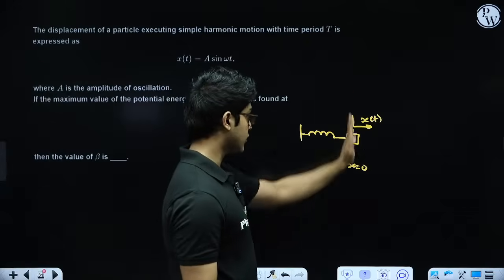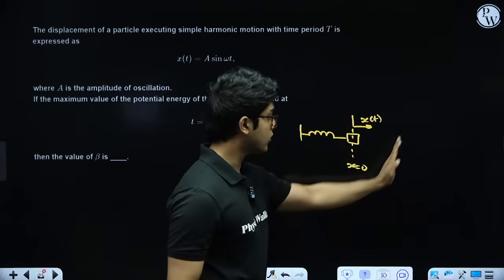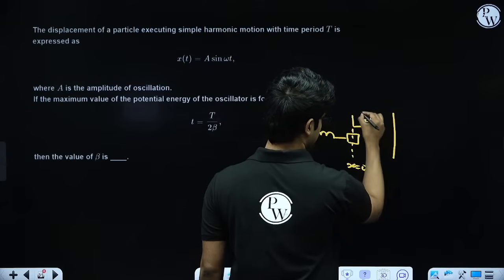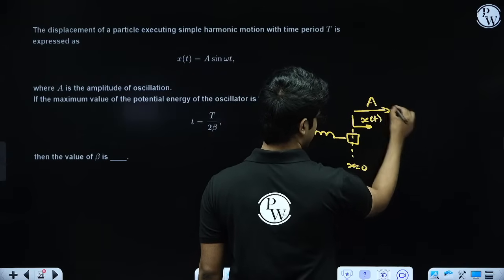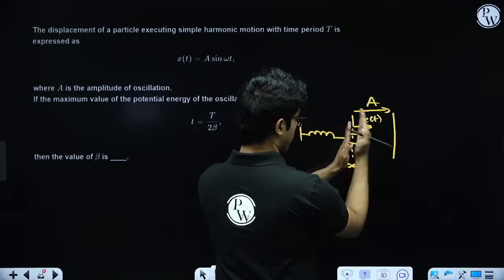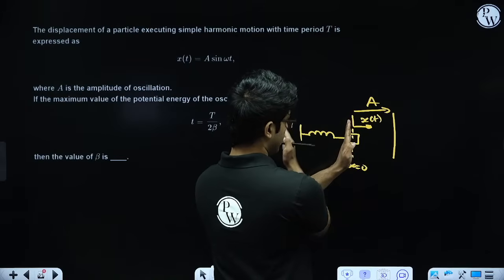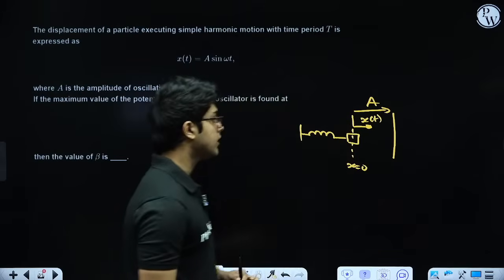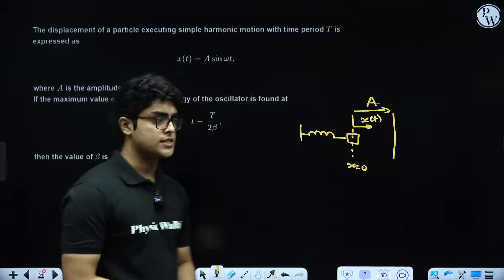So at t equal to 0 it's at the mean, at t equal to T by 4 it is at the extreme position, which is at amplitude, right? After T by 2 it comes back to the mean, at 3T by 4 it goes to the other extreme, and after T it comes back to the origin. So this is the standard SHM.